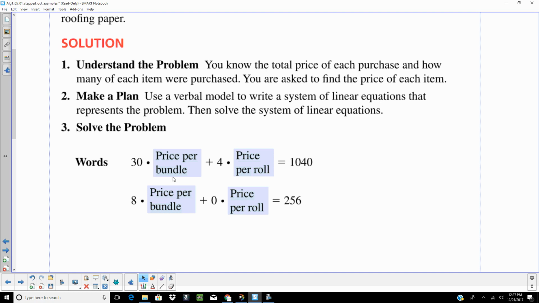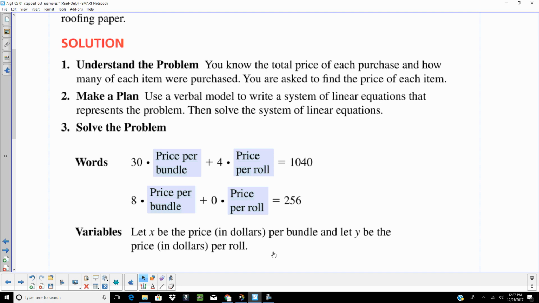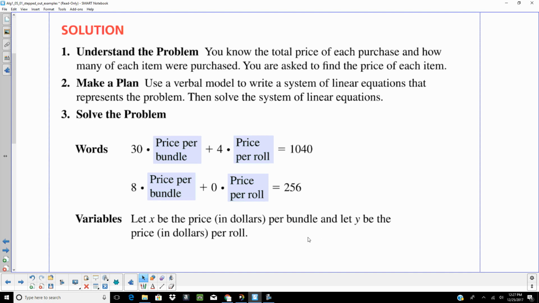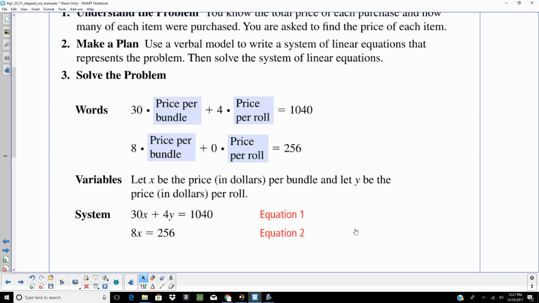So now we need to put in some variables. Let x be the price per bundle and y be the price per roll. If you wanted to do something that would help you remember that, instead of using x, you could use B for bundle and R for roll. It's kind of up to you. So there are our 2 equations.